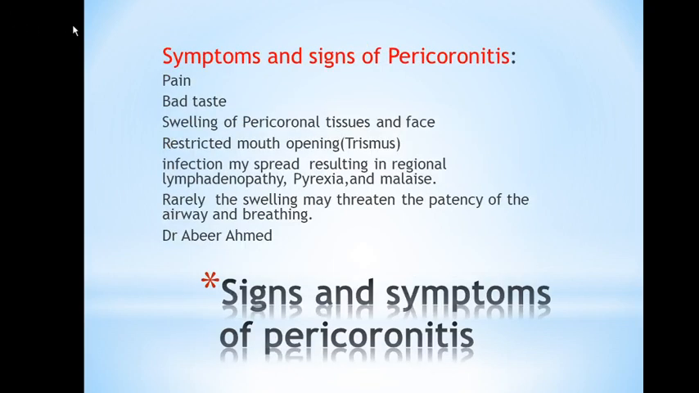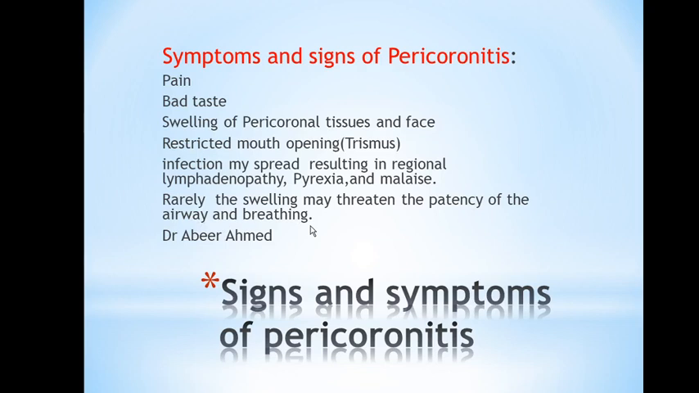Let's see what the signs and symptoms of pericoronitis are. The patient comes with pain, bad taste, swelling of the pericoronal tissues and face, restricted mouth opening, which is trismus, the patient cannot open his mouth, infection spreading resulting in regional lymphadenopathy, pyrexia and malaise. Rarely the swelling may threaten the patency of the airway and breathing.